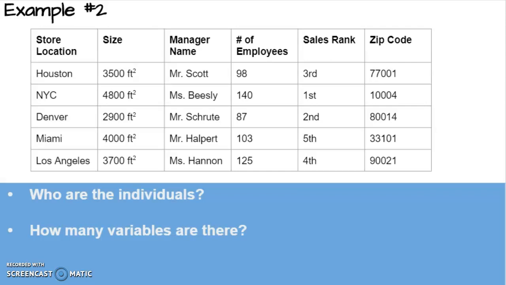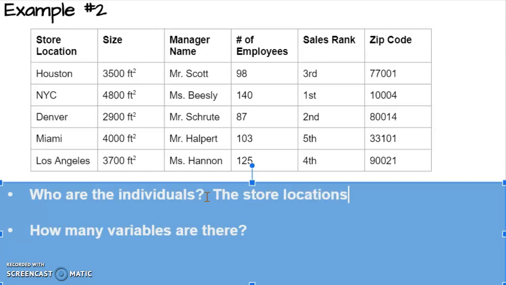Okay, so here we go with example number 2. And example number 2, you'll see that I've got store locations. So whatever your favorite store is, have that in mind. And it's located in 5 different cities: Houston, New York, Denver, Miami, and Los Angeles. And then there's some information collected about these stores: their size in square feet, the manager's name. Any fans of The Office should recognize those names. The number of employees at the store, their sales rank, and their zip code. So here, our individuals are actually not people. The individuals are the store locations.